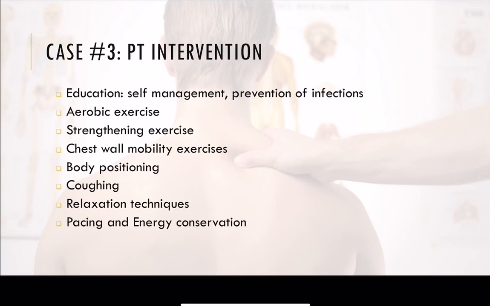In this class, we will go through the different interventions. For right now, so you have it in your notes, when this class is complete and you might be going back and reviewing anything, you can see where these interventions fit in. But a patient like this, we would take time for education. We'd use aerobic exercise, strengthening exercise. We work on chest wall mobility, possibly body positioning, effective coughing, relaxation techniques to try to counter that tachypneic breathing pattern, and then talk about pacing and energy conservation.